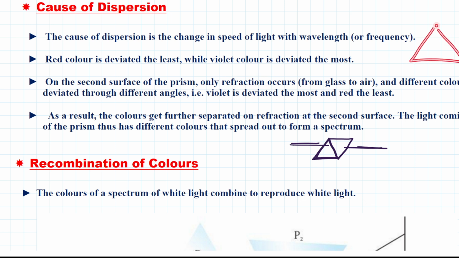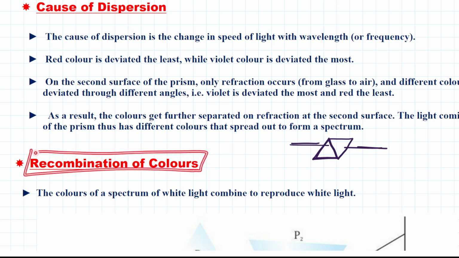So here you can see this is the prism, then white light is passing, so violet is deviated the most, but red color is deviated the least. As a result, the colors get further separated on refraction at the second surface. So the light coming out of the prism thus has different colors that spread out to form a spectrum. Those colors are collected on the screen, and that color band is known as spectrum.